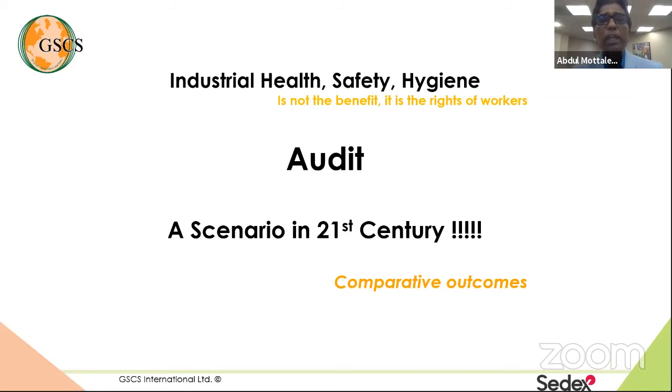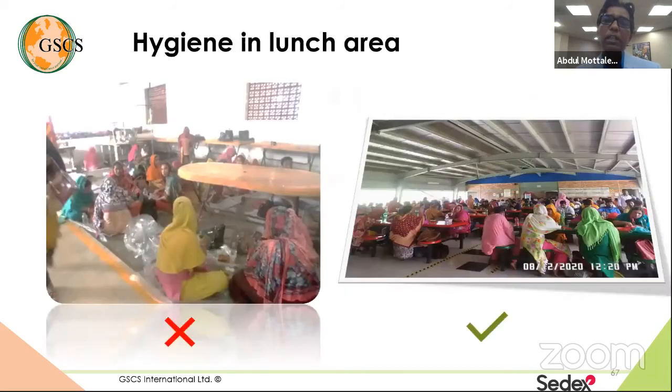And what we are actually seeing in the 21st century, I mean, what outcome is coming in the 21st century audit, which is the next slide where we will see the comparison. For example, the left one, this red cross one, is the dining facility, and the right one is also the dining facility. Both types of factory still exist in the 21st century.